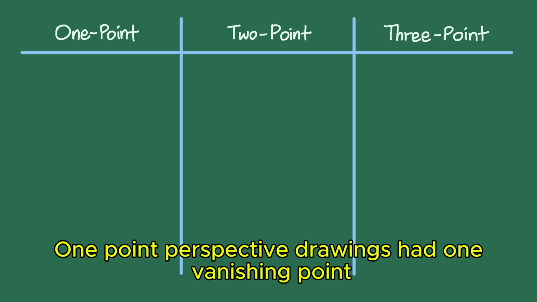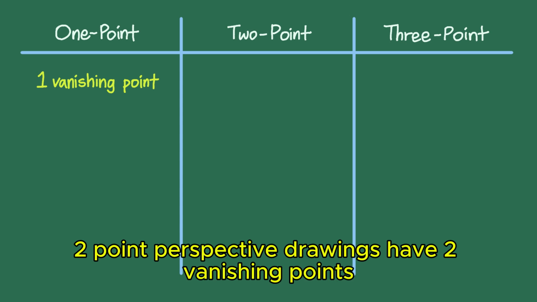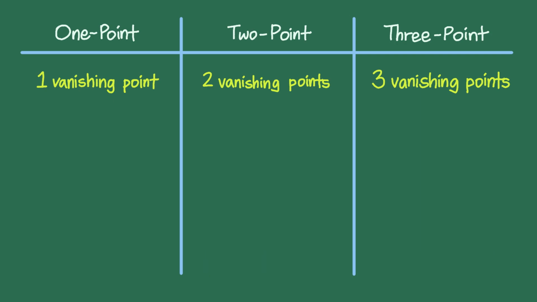1-point perspective drawings had 1 vanishing point, so you can probably guess what 2 and 3-point is. Yes, 2-point perspective drawings have 2 vanishing points, and 3-point perspective drawings have 3 vanishing points.